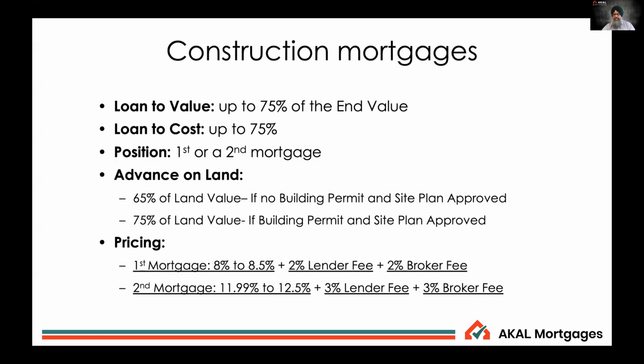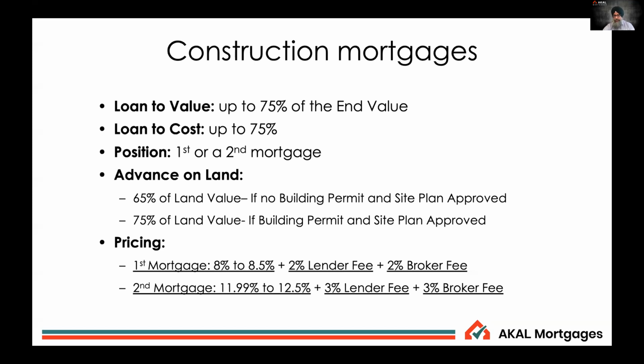I will give very generic information. Loan to value is up to 75% of end value. Loan to cost is up to 75%. Loan to value is the appraised value. Loan to cost is what it costs to build that home, right? Position can be a first or second mortgage, with an advance on land. You're asking this question over and over. Basically, there will be about 65% of the land value if there is no building permit and site plan approved, and up to 75% of land value if a building permit and site plan are approved, right?